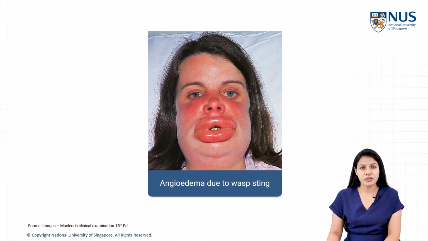And this is angioedema, which is an example of localized allergy-mediated edema, which is characterized by rapid swelling of subcutaneous or submucosal tissue. So here you can clearly see the swelling of the face, particularly around the patient's lips.